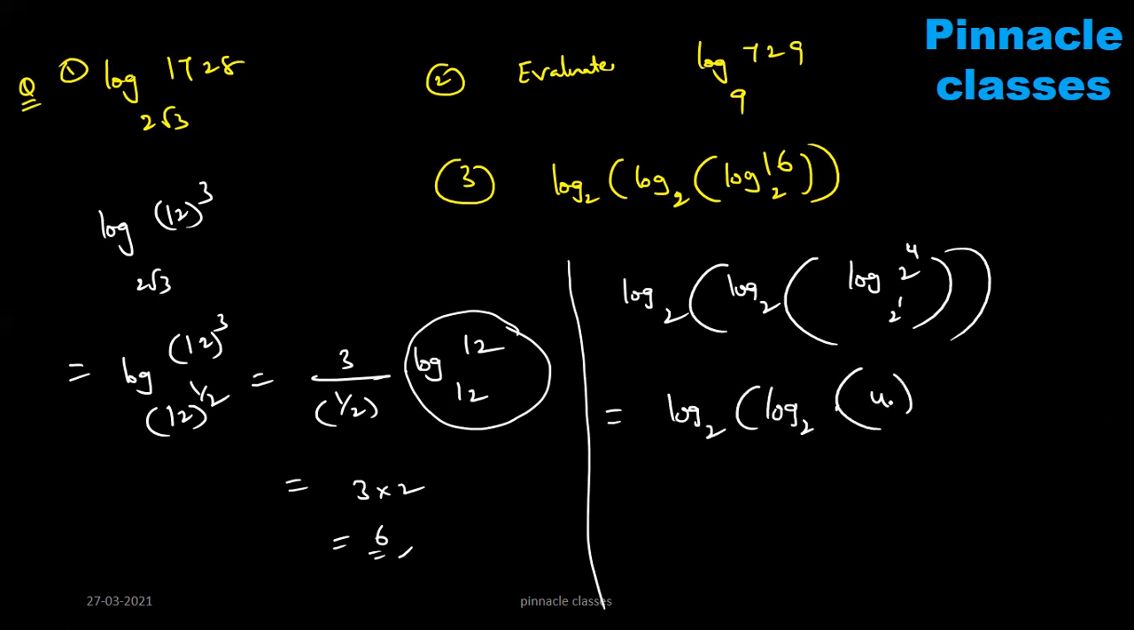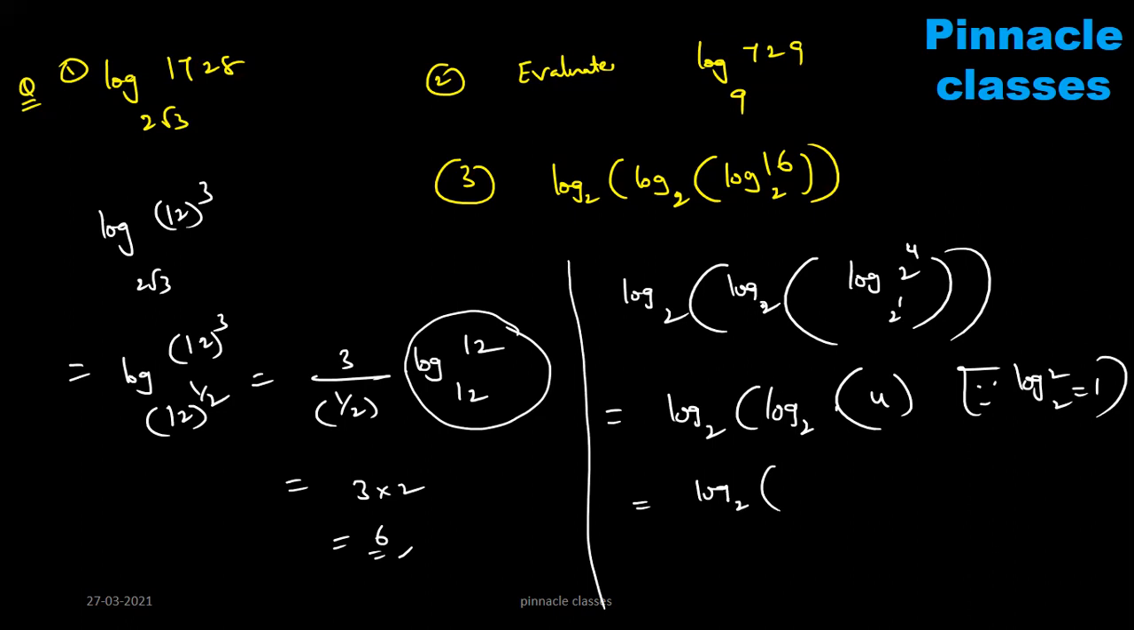4 by 1 means 4. What is remaining? 4 by 1 into log 2 to the base 2. So the answer is coming 4. Again, log 2.